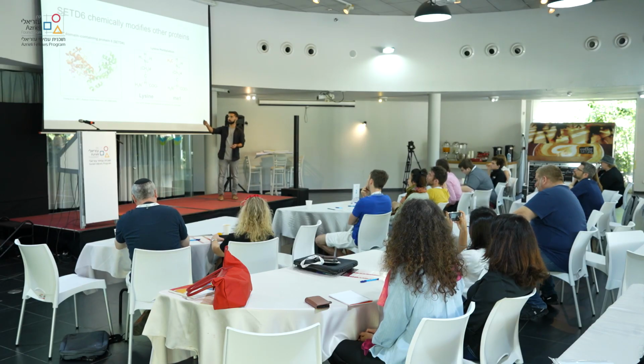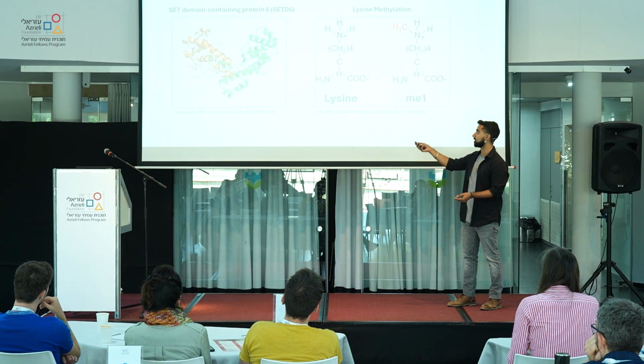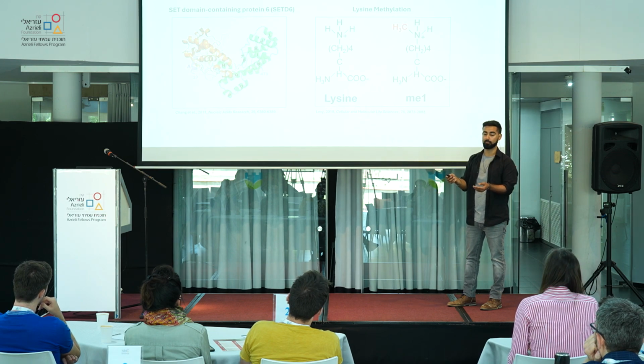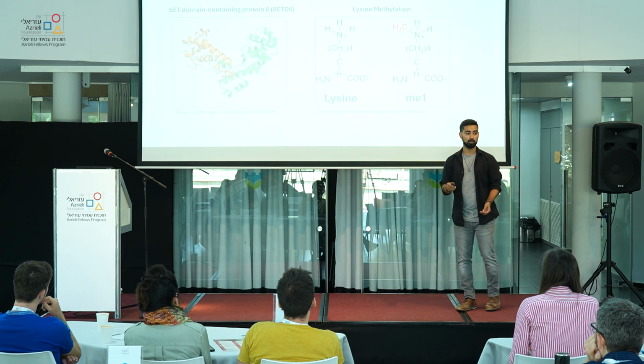SETD6 is shown here on the right-hand side. It's this very intricate structure. And what it does is its job is very specific in that it will chemically modify other proteins. It will modify a piece of a protein called a lysine, as shown here, and it will do this by adding what's called methyl groups to them, as shown in red. Now, this sounds like a very specific role, but there's multiple layers of complexity here.